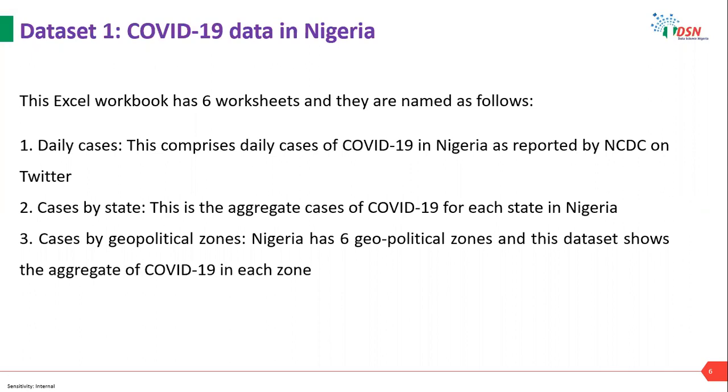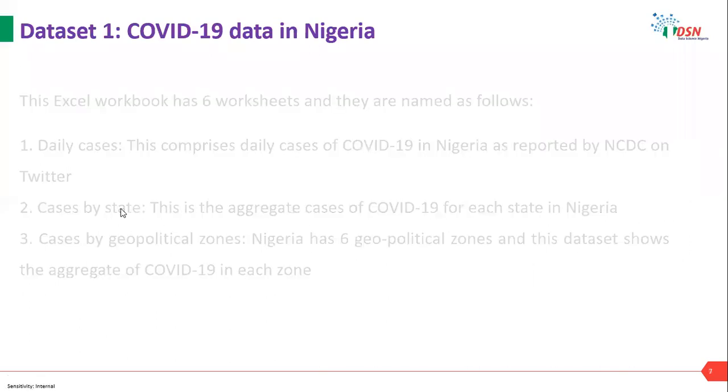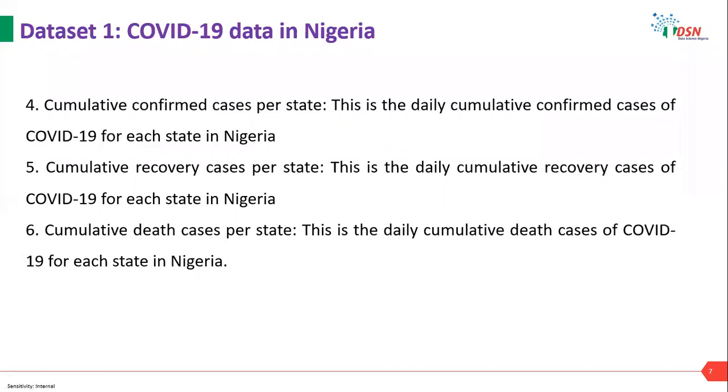We also have cases by geopolitical zone, as I said before. Then the other sheets, which I'm going to show you later, have cumulative confirmed cases per state. This is the daily cumulative confirmed cases for each state, the same thing as cumulative recovery cases per state, and also cumulative death cases per state.